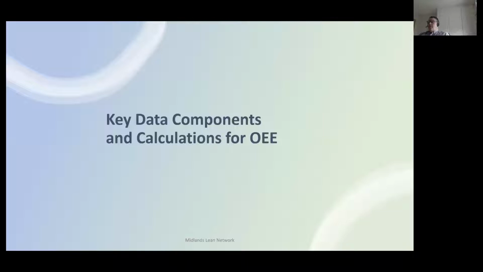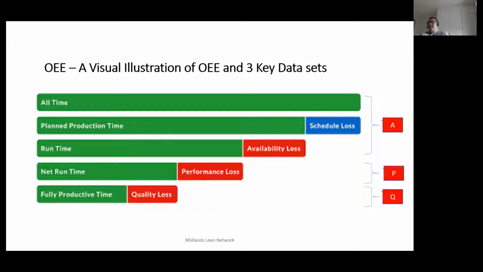Key data components and calculations for OEE. Well, first of all, we need to visualize what we're actually trying to measure here through OEE. And there, again, we see the 3 buckets that are here, the A, P, and Q: the availability loss, the performance loss, and the quality loss. And for the availability, what we're looking at is all time, if we work 7 days a week and we have 8 shifts, how much time you have available, how much time you actually expect to be in the factory with resources available and equipment available. Second step of that, we look at our planned production time and schedule loss.